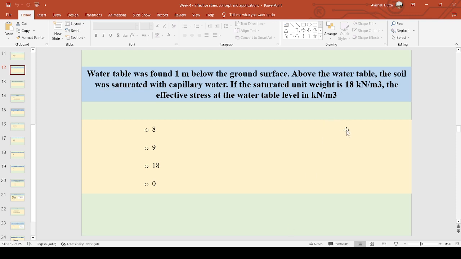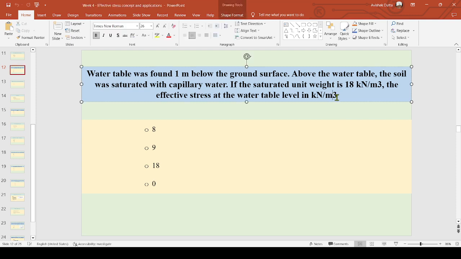It will be kilonewton per meter square. The unit weight is the stress. It will be in kilonewton per meter square. Pardon.